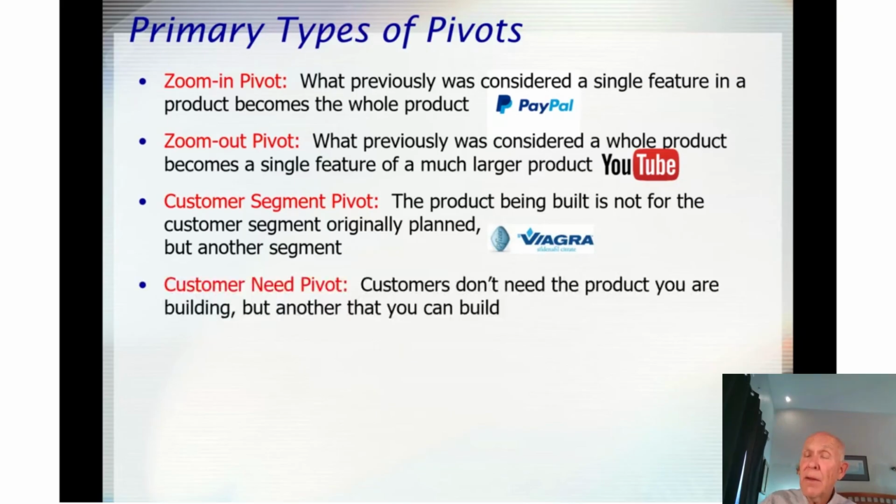Another is a customer need pivot, where customers don't need the product you're building, but another that you can build. And here's the example. I think you have Starbucks in Morocco. They're all over the world. There are 20,000 of them around the world, maybe more. They originally started off as a coffee shop in Seattle, Washington, but their product was not coffee. Their product was, you came to the store to buy things to make coffee with, like a coffee pot or cups or beans or whatever you wanted to make coffee, but they didn't sell coffee.